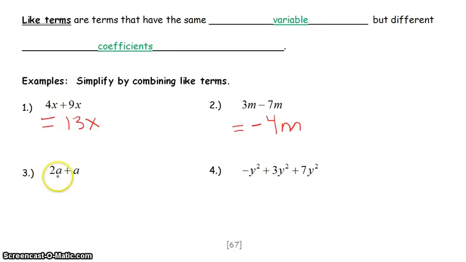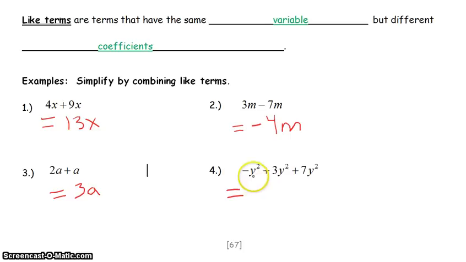Now for number 3, our variables are a and a. So this is what we would do. Again, we would add the coefficients. Now the coefficient of 2a is 2, and the coefficient of a is 1. So 2 plus 1 is 3, and we will bring our variable down. Now we come to number 4.